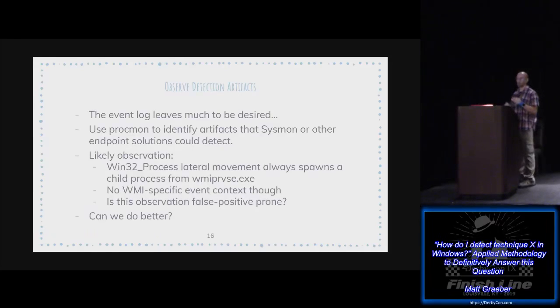So one thing that you might observe would be that anytime Win32_Process lateral movement is performed, it always spawns a child process from wmiprvse.exe. So that is valuable. I don't want to negate the value of that. But is that going to give us enough context behind lateral movement? I mean, that's a judgment call, in my opinion. But from my experience, I would say largely no.